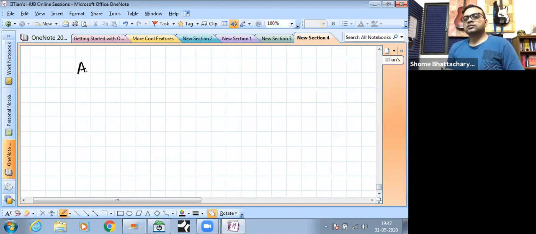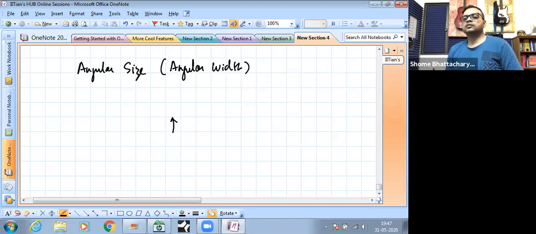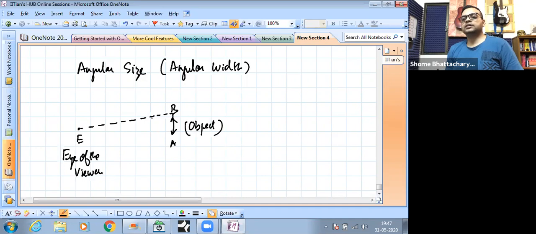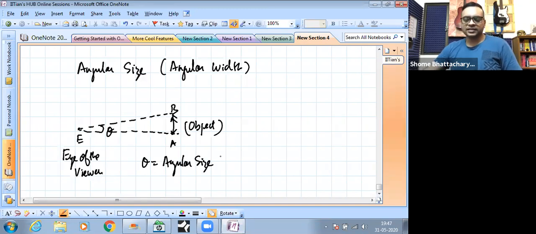So the concept of angular size, or you can also call it angular width, something like this, that if you have an object, let's say AB, an object, and the observer's eye is located over here. So this is the eye of the viewer or the observer. Okay. Then the total angle subtended by that object, this angle, that theta is called the angular size.